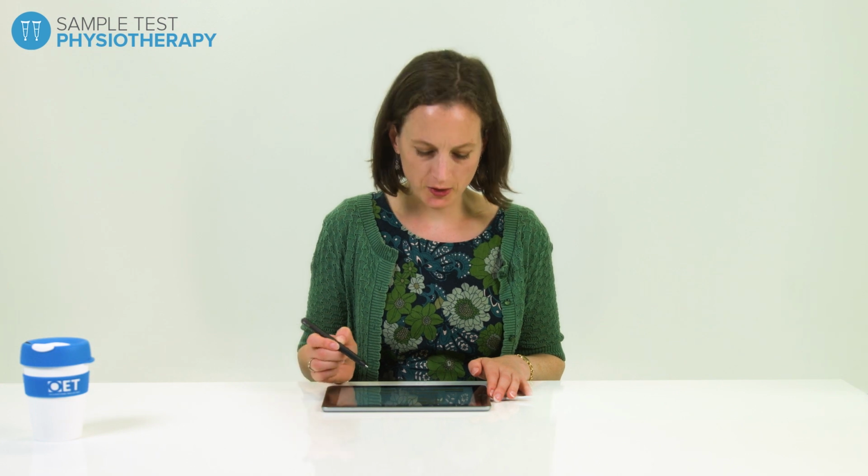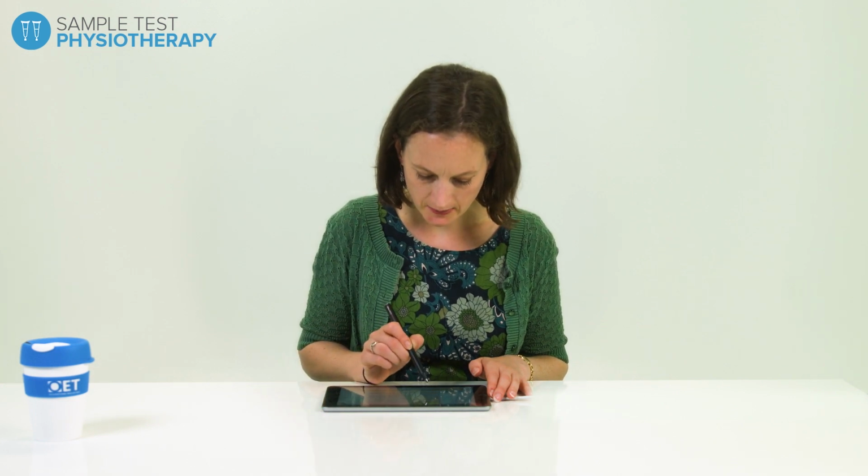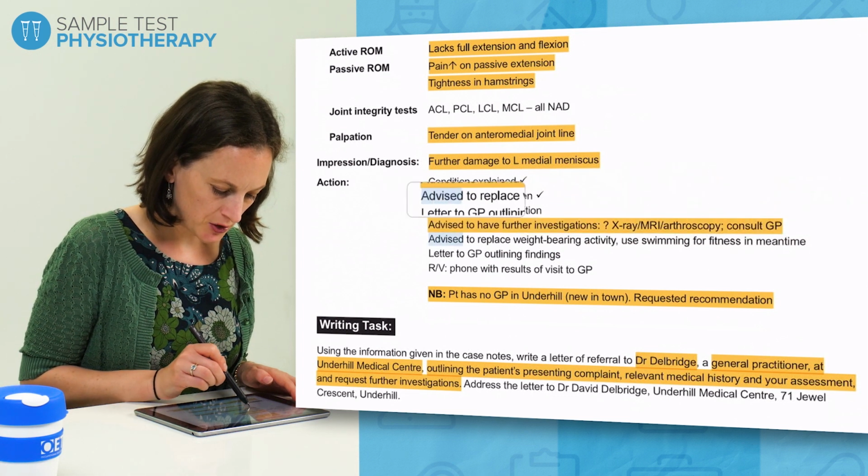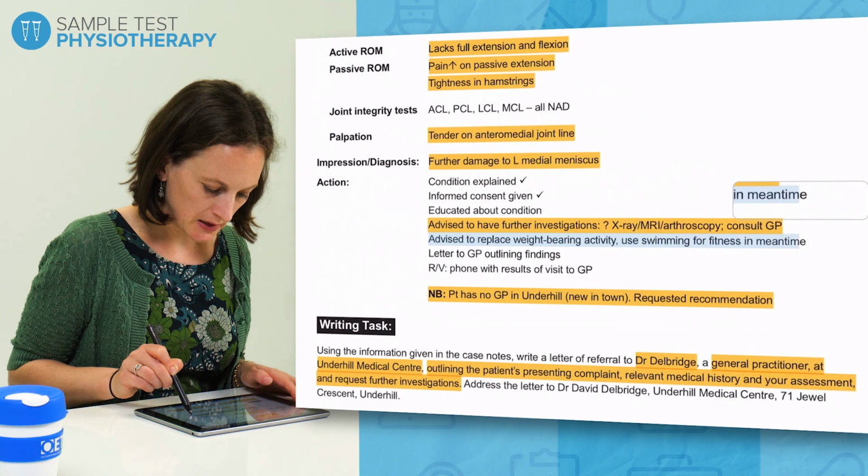Finally, from the action section, I focus on the 2 advice notes which will be relevant to the GP. That she is advised to have further investigations and to reduce weight-bearing activity in the meantime. Having reached the end of the case notes and talking myself through the situation, I now feel I have a good understanding of Mrs. Wright's history, but also how I'm going to structure my letter. If I still have time left out of the 5 minutes reading time, I would read through everything again carefully, reminding myself of the decisions I just made.